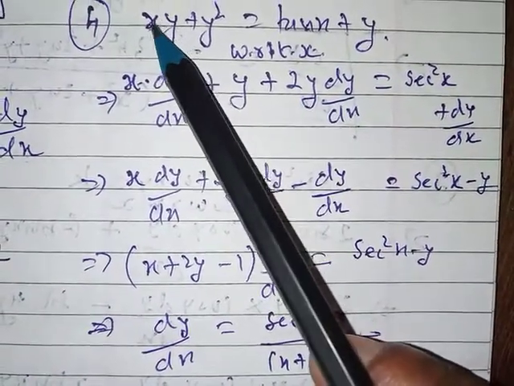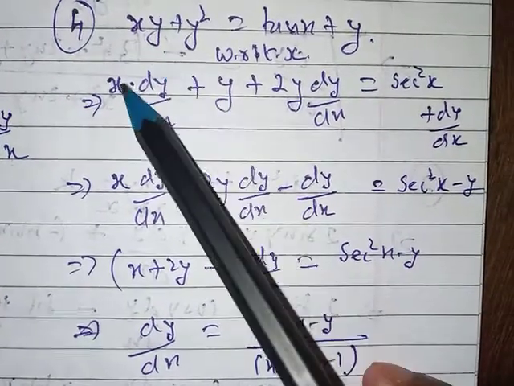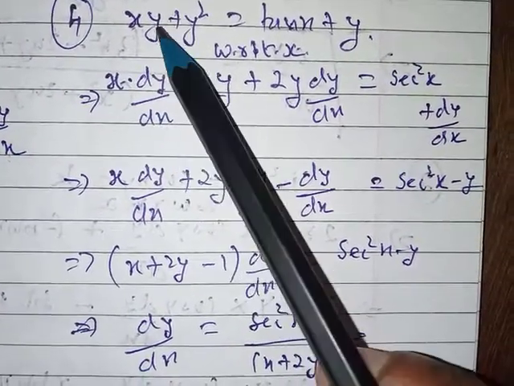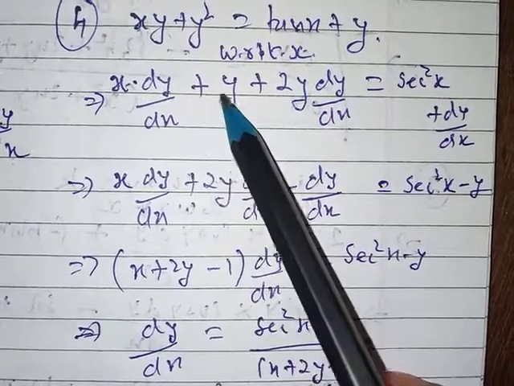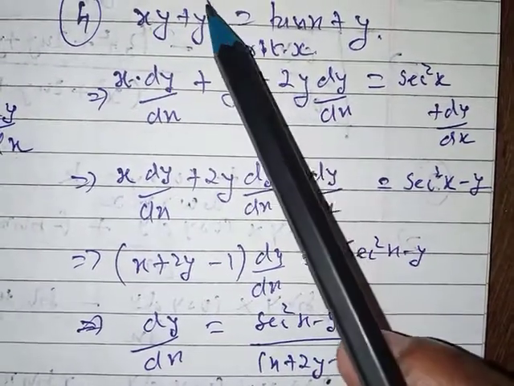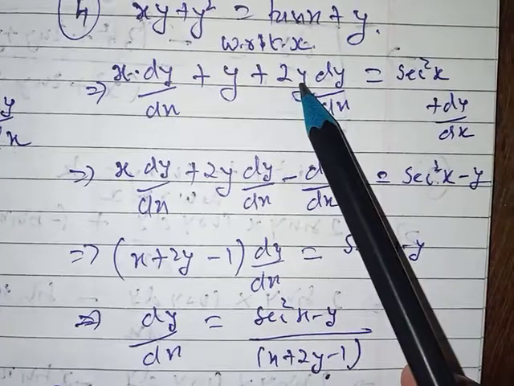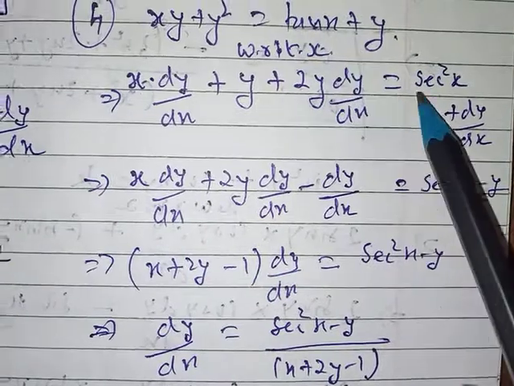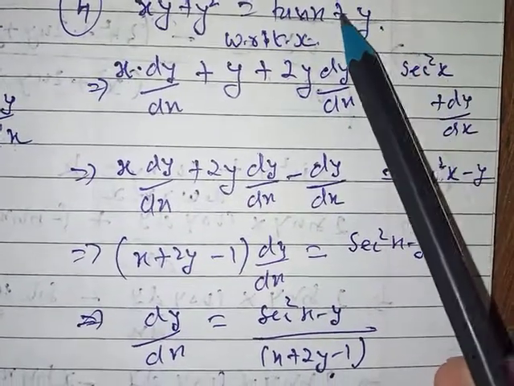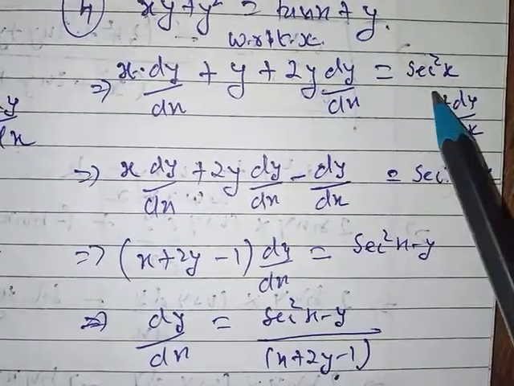This is uv. So first x is constant. What's the derivative of y? dy by dx. Then y is a constant, derivative of x. Derivative of x is 1, so it will remain only y. Plus with respect to power 2y dy by dx is equal to derivative of tan is sec square x plus y. Derivative of y is dy by dx.